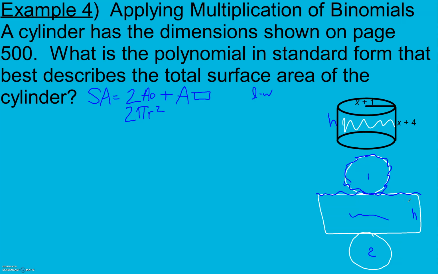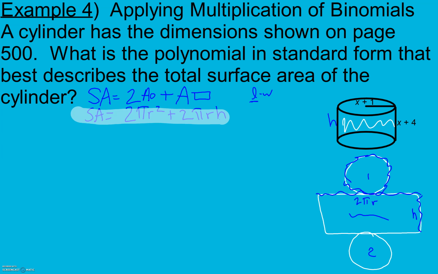So it's going to be the circumference of our circle, and we find circumference by taking 2 times pi times radius, or pi times diameter. But here, since we have a radius, we're going to use 2 pi r. So my length, again, is 2 pi r. And my width is my height. So surface area of a cylinder is 2 pi r squared plus 2 pi r h.